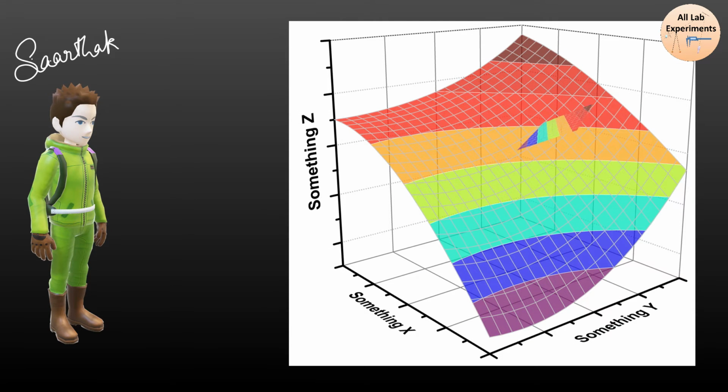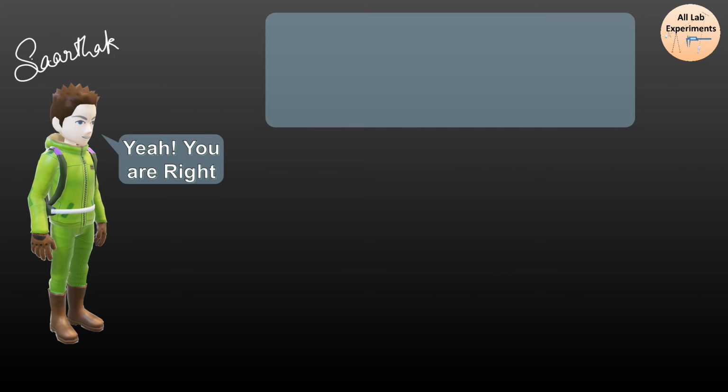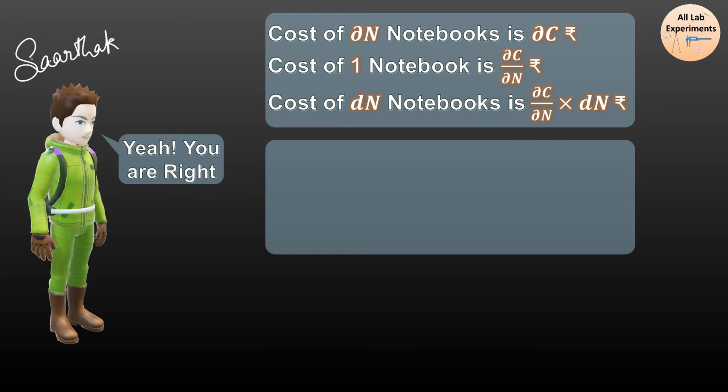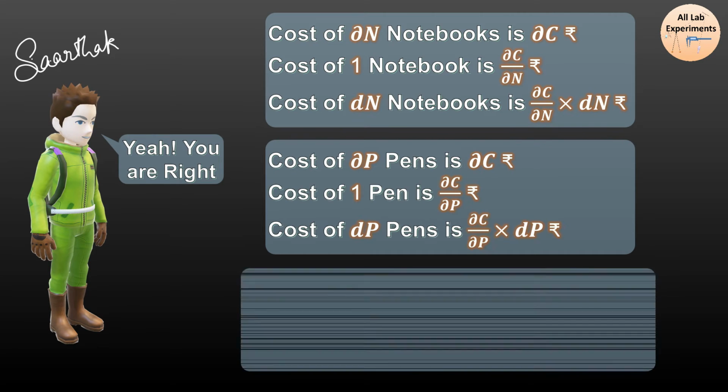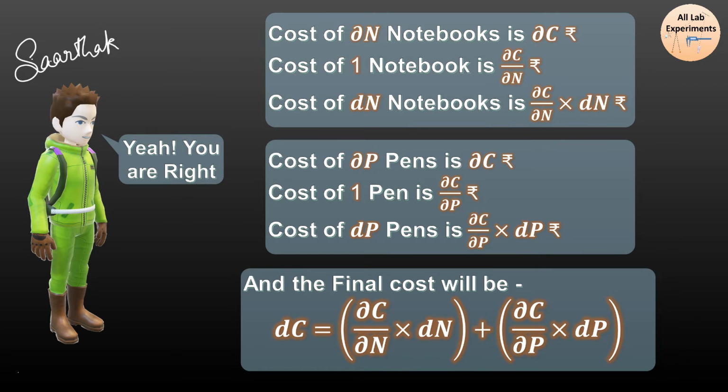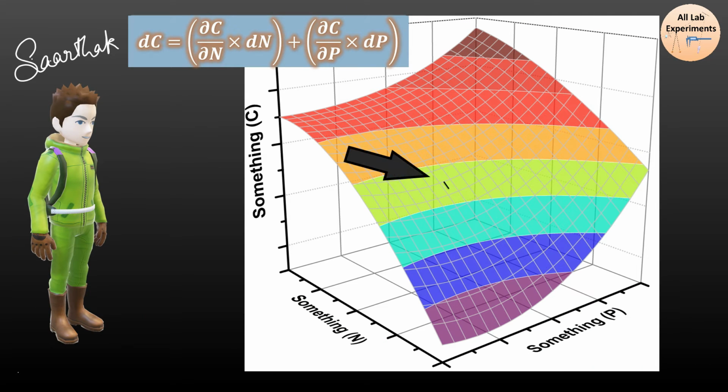We will look at the smallest part of this 3D curve and we'll do the same formulation. The cost of del n notebooks is del c rupees, the cost of 1 notebook is del c by del n rupees, and the cost of dn notebooks is del c by del n into dn rupees. This is the normal unitary method but at a smaller scale. And finally, the overall cost will depend on this n and p. But the main consideration is that this is very small. So there is a small change in n, and a small change in p. So overall we can find out the change in the value of this cost function c.